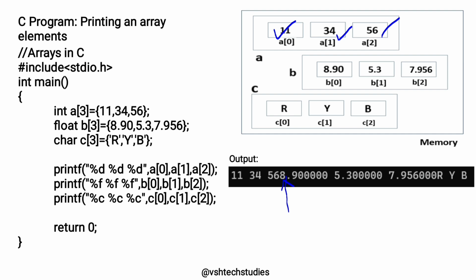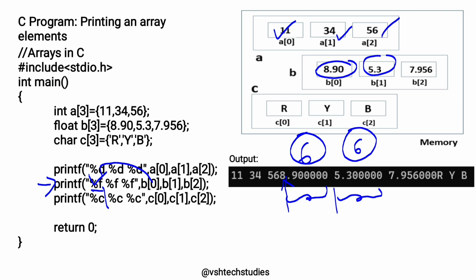The next printf statement will print the floating point value from B[0], that is 8.90. So 8.90 is printed as 8.900000, which means the precision is 6 digits after the decimal point. By default, any floating point value will be printed this way in C. Next B[1]. After that a space is left. B[1] means 5.3, so again 6 digits after the decimal point.